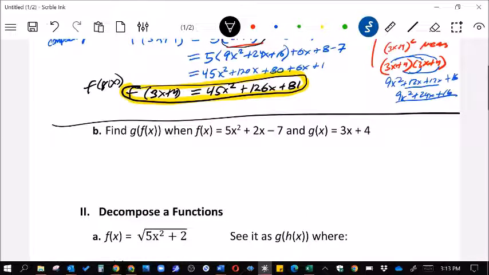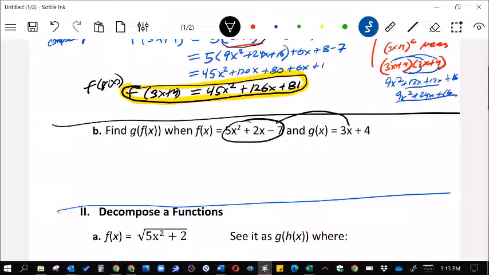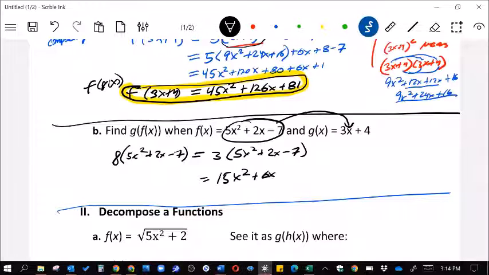You can also go in literally the other direction here. So let's look at it. What happens here now, we want g composed of f. So since that's f of x, that goes into that place. So g of 5x squared plus 2x minus 7 is equal to 3 times 5x squared plus 2x minus 7. And so therefore is equal to 15x squared plus 6x minus 21. There isn't anything else to do. There's nothing to combine or anything else.